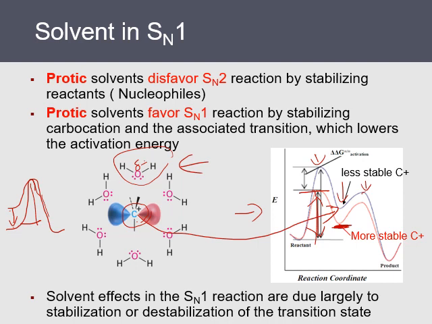So a protic solvent disfavors the SN2 reaction by stabilizing the reactants. A protic solvent favors SN1 reaction by stabilizing the intermediate and the associated transition state, which lowers the activation energy and makes the reaction go faster.